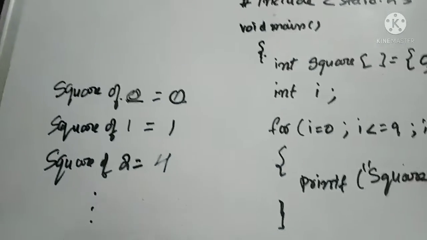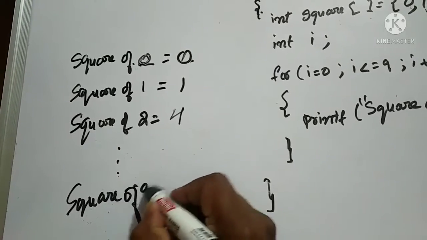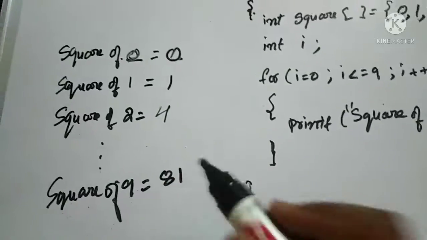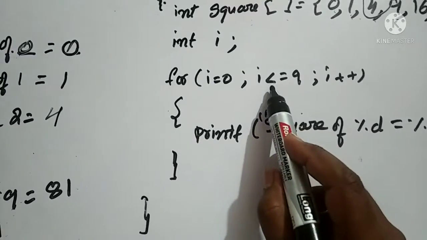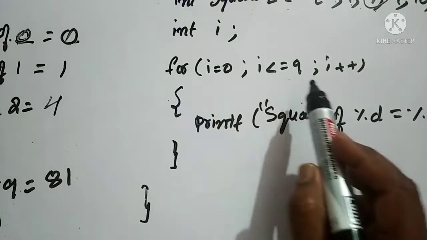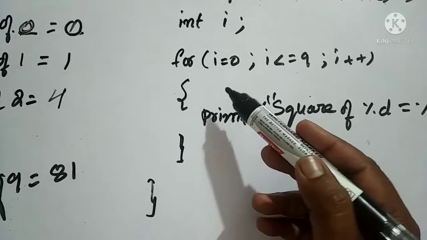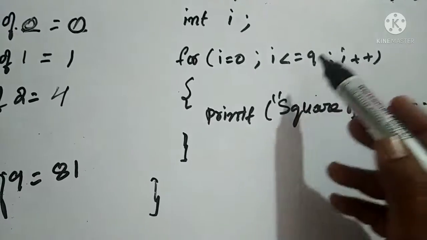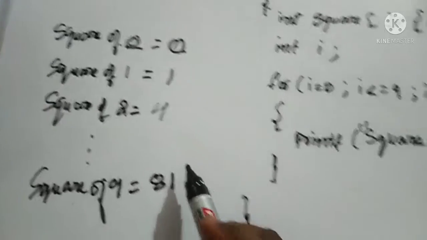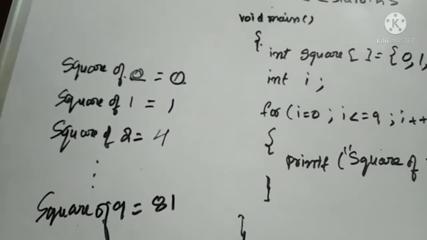Like this, for square of 9 we'll have 81, and then it will end, because we have given the condition i less than or equal to 9. Every time, the starting value of i is 0, and the next values are 1, 2, 3 up to 9. After reaching 9 it will come out of the loop. Okay, so this is about your array.